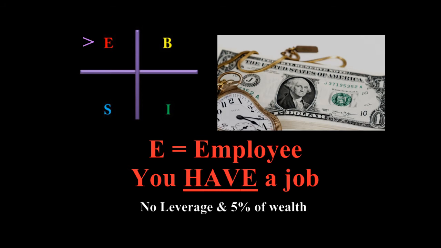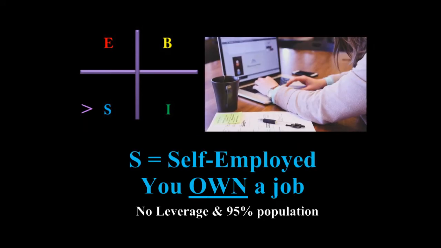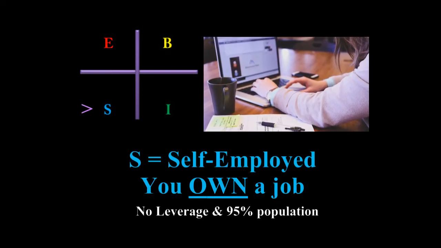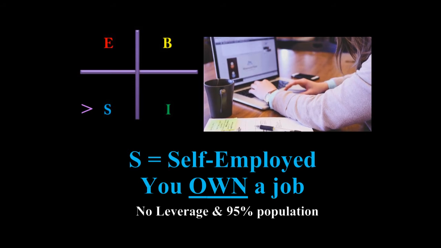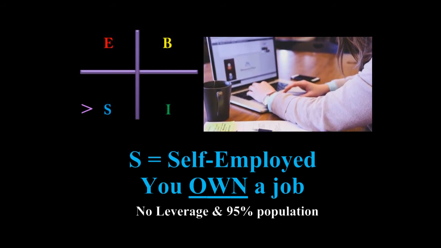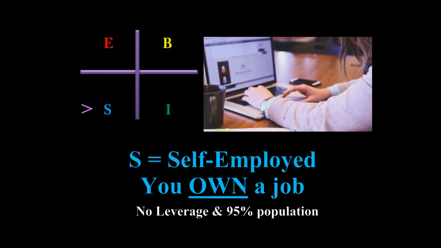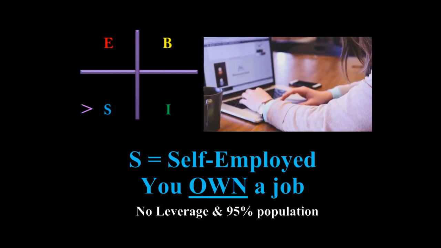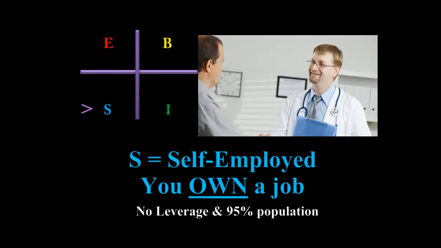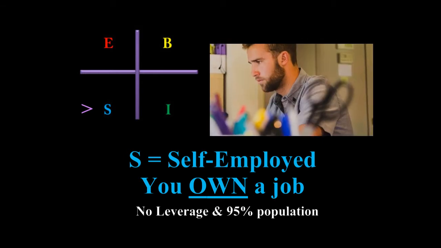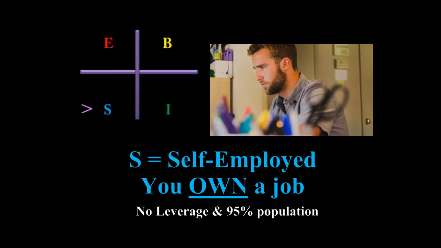Okay, so let's move down to the bottom left, which is the S, self-employed quadrant. Means you own a job. Now there's no leverage, and this is 95% of the population. People who typically have professions and own a job instead of working for other people belong to the S or self-employed quadrant. Doctors, lawyers, and other professionals who work for themselves are examples of the self-employeds.